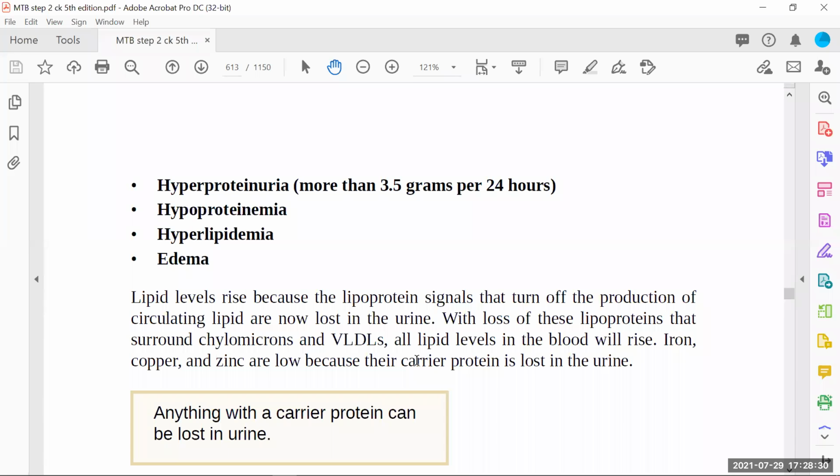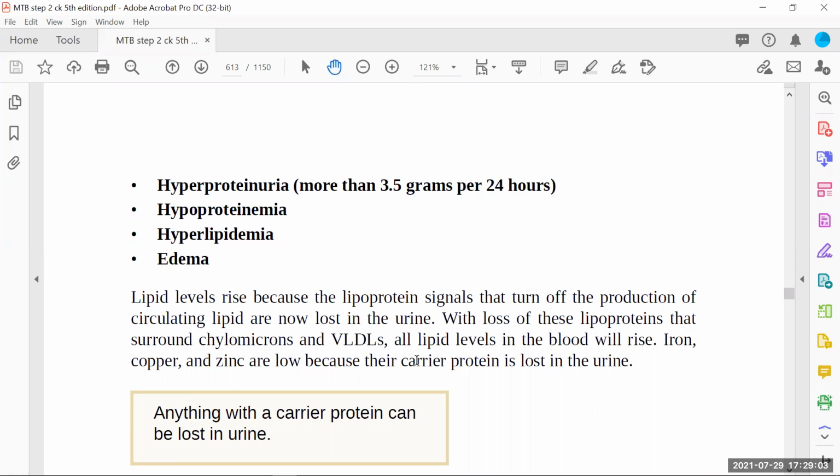With loss of these lipoproteins, that is chylomicrons and very low density lipoproteins, all lipid levels in the blood will rise, because very low density lipoproteins and high density lipoproteins are formed from lipid and proteins together. So think about it, it's not only the protein that is responsible. Lipoproteins are the proteins that maintain the whole metabolism of lipids. They are interdependent on each other. That's why we will see high levels of lipids.